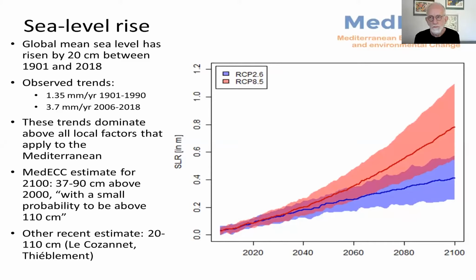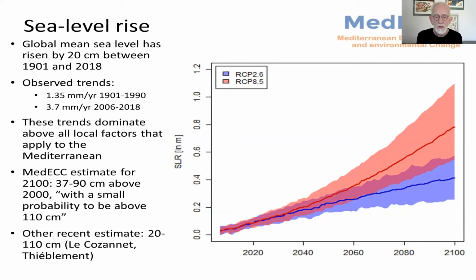The best estimate that MEDECC authors could do about a year ago when we closed the report was somewhere between 37 and 90 centimeters above 2000, so on top of what we've already had. This is a large range, but it's explained by the graph. It depends on the actual climate policies that we meet around the world, and there's a statement there with a small probability to be above 110 centimeters, and that's something we need to come back to.